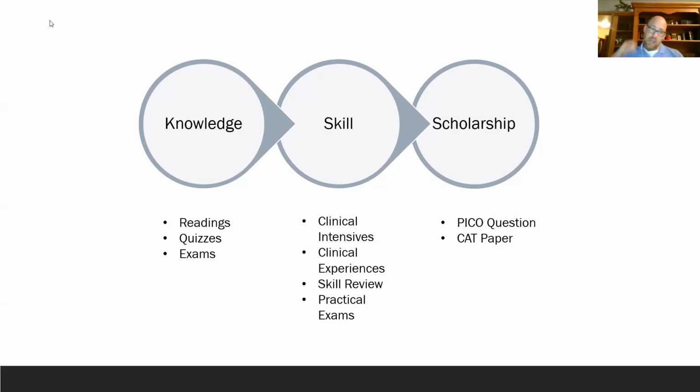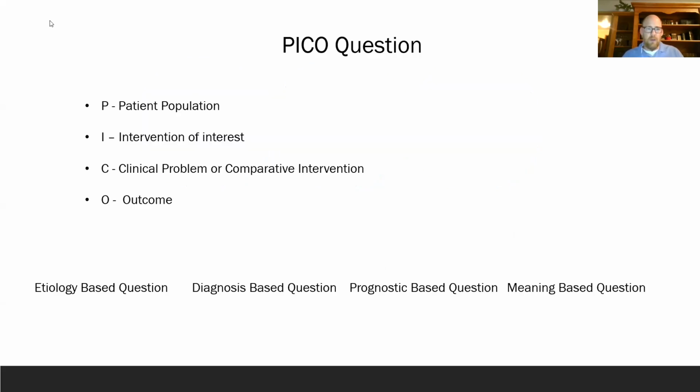All right, so the scholarship, it's a big deal. Your PICO question, we're going to talk about that in a minute, and also the CAT paper. Like I said, that project is the thing that moves you away from not just being competent, but towards becoming curious so that you can become proficient and move towards being not only a leader and an advocate for your patients in the profession, but also start the journey towards becoming an expert at some point in your career. That's what it's for.